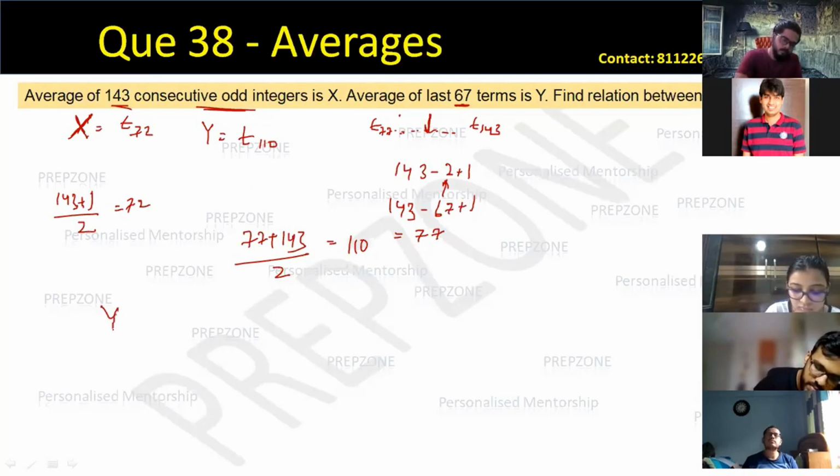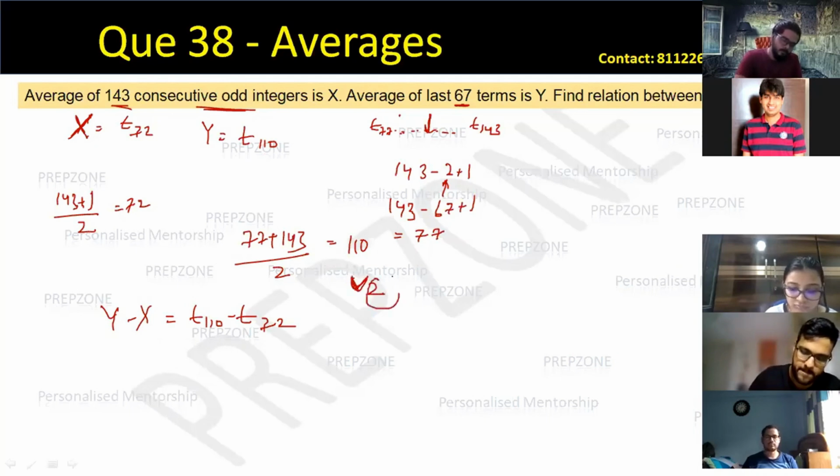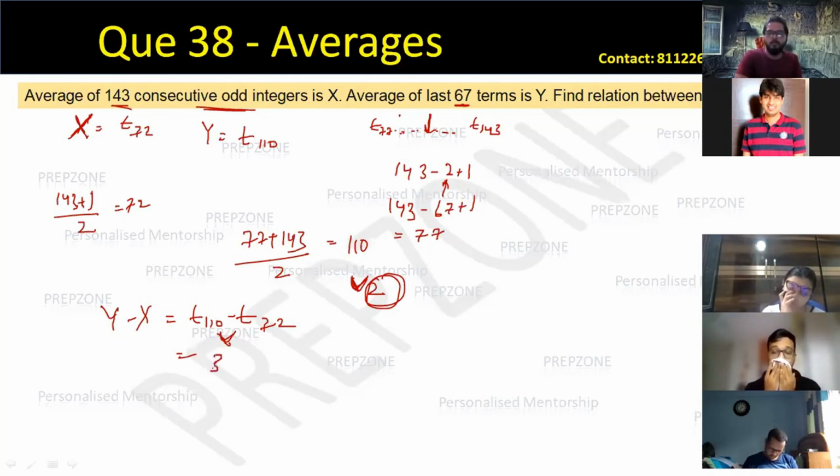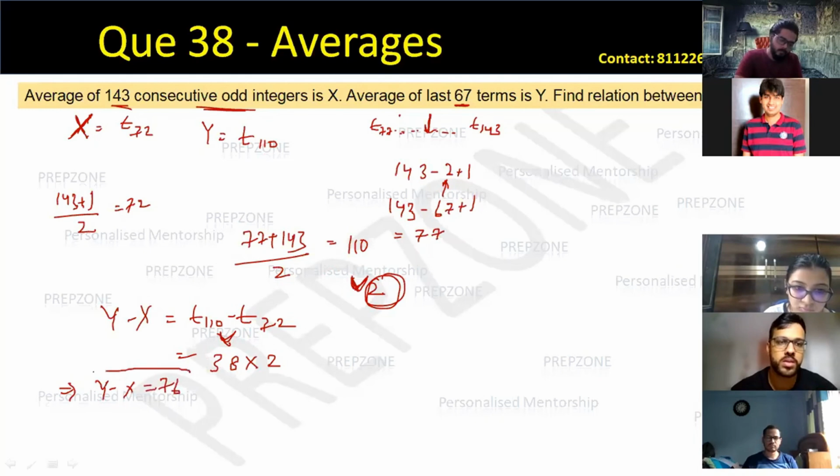So now I can see y minus x is nothing but T110 minus T72. I know the difference between two consecutive terms is 2 because these are consecutive odd integers. Here I have 110 minus 72, which is 38. So the actual number will be 38 into 2 because consecutive terms differ by 2. So the answer, y minus x, equals 76.